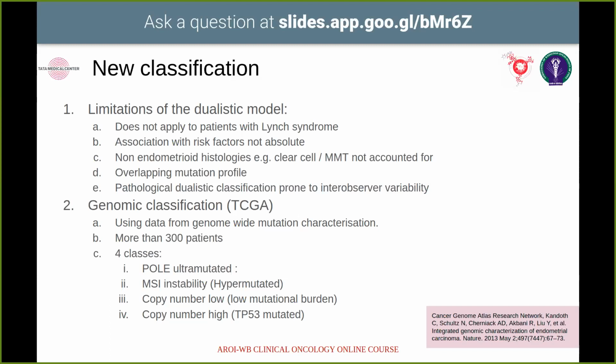All of my slides have the references of all the publications that are cited, so you can take a look at them at leisure.